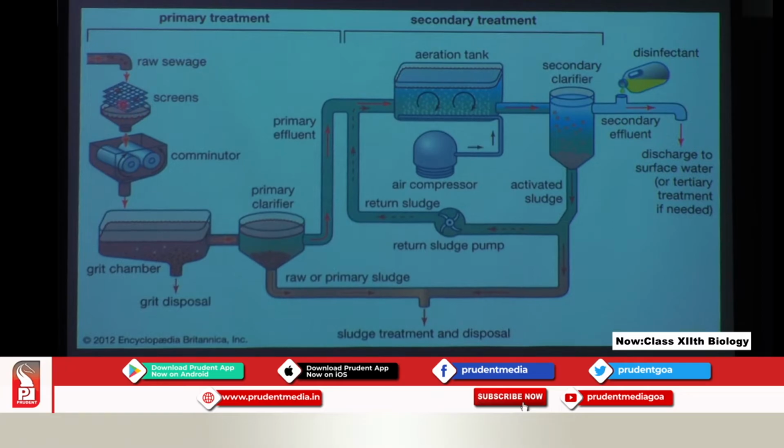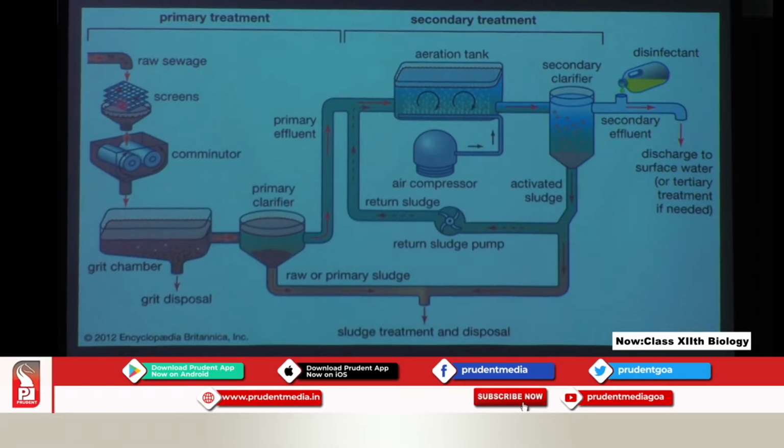Floating debris we remove here, like paper or sometimes plastic or toilet paper, or sometimes unknowingly, mischievously, sanitary napkins and all, whatever is thrown, all that comes from here. Some cigarette, whatever it is. But the pebbles and the other soil and all is settled here in the grit tank. Now, grit disposal takes place from here.